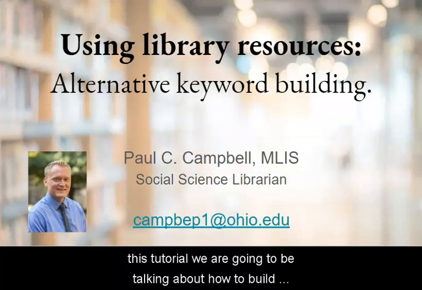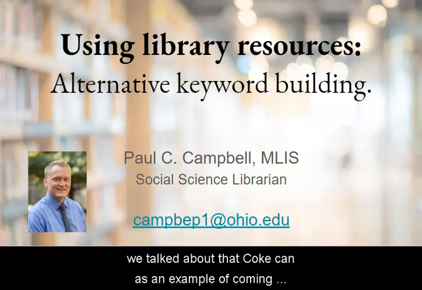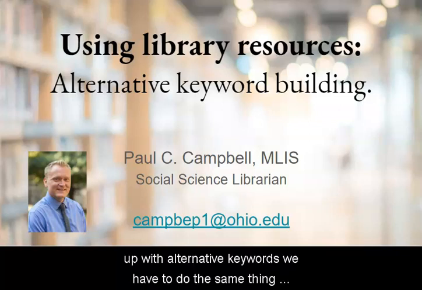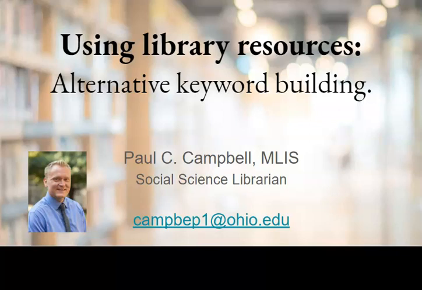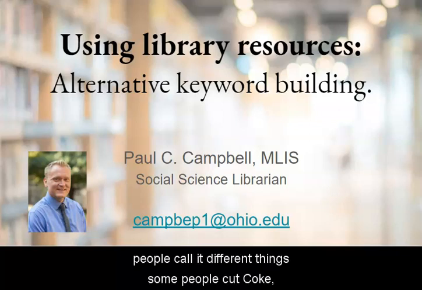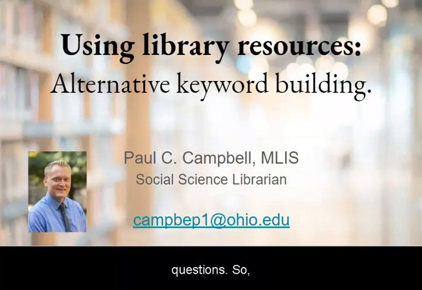In this tutorial, we are going to be talking about how to build alternative keyword lists. Just like in a previous tutorial, we talked about that Coke can as an example of coming up with alternative keywords. We have to do the same thing with our particular research question, whatever it might be. That Coke can, as we discussed, many people call it different things. Some people call it Coke, pop, soda, whatever. Same thing with our research questions.